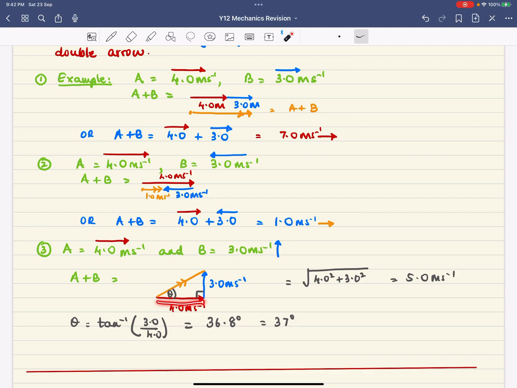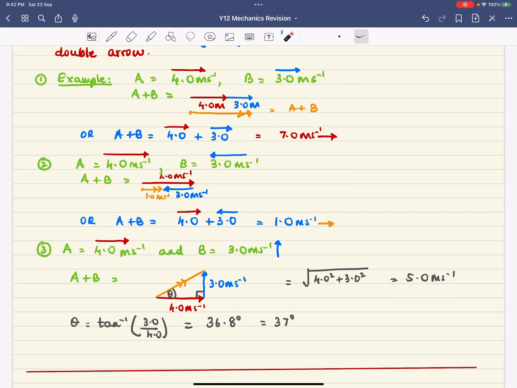So that's my A, that's the head. This is the tail of B. You add them head to tail, and then the resultant goes from start to finish. The double arrow, you use Pythagoras theorem. So the length of the resultant is square root of 4 squared plus 3 squared.